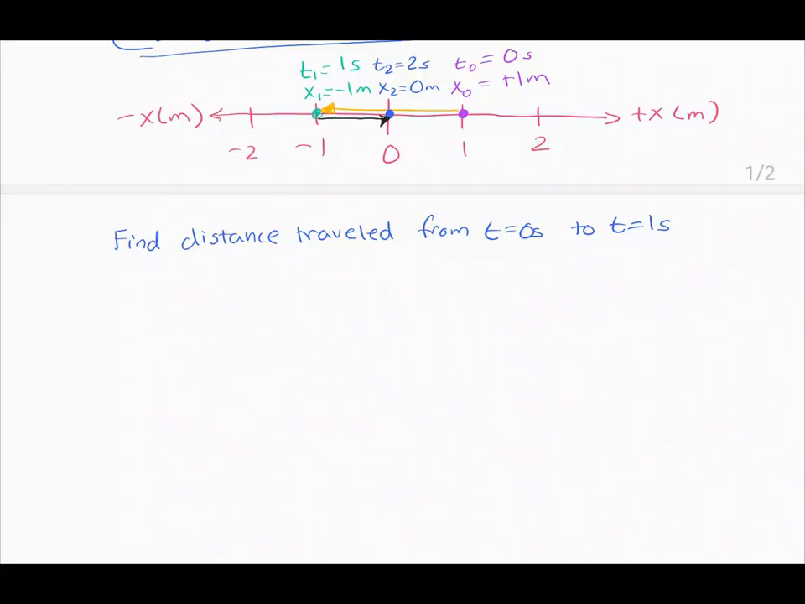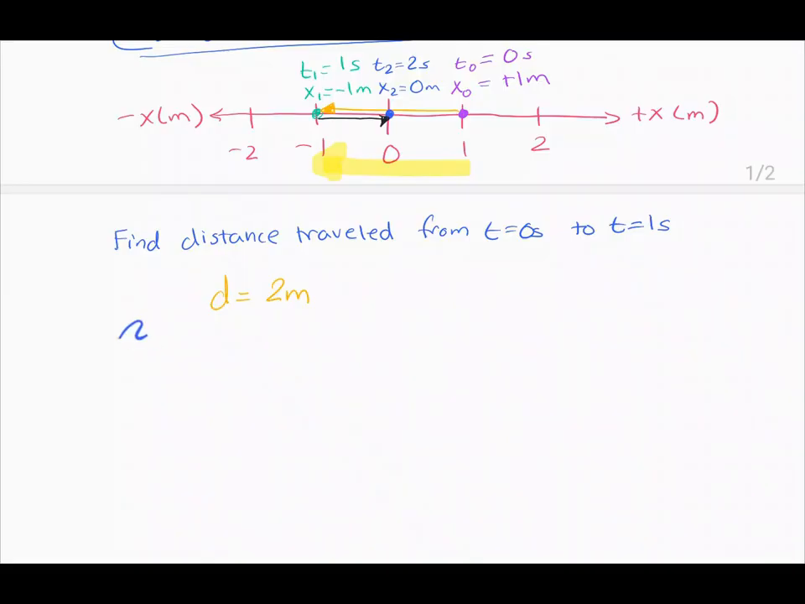So I can see that if I look here, I have moved from 1 to -1. So that's actually a distance of 2 meters. So 1 to -1 is a distance of 2 meters. I went from 1 to 0 and then 0 to -1. So that is going to give me a distance equal to 2 meters.